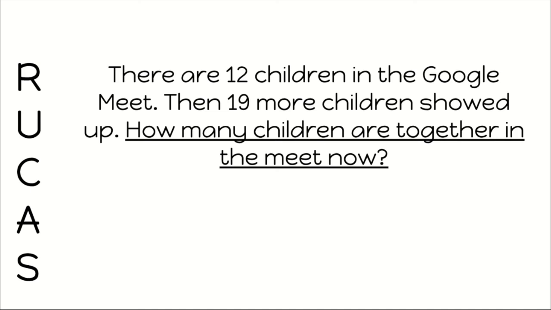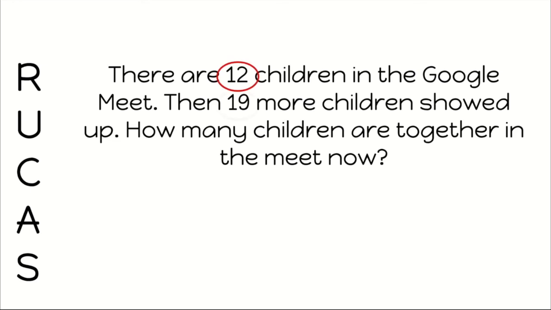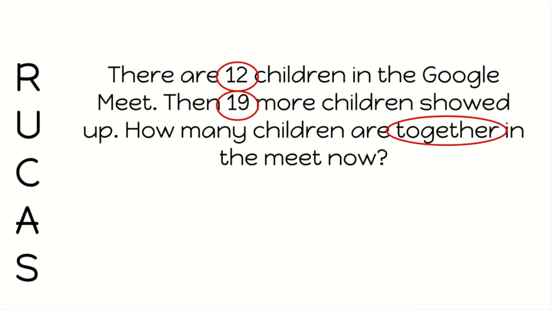Now it's time for us to circle our most important parts. So we will circle 12, 19. We're going to circle the word together because we know that this is a key word that tells us that this is an addition problem. All right, now that we've circled the important parts of our word problem, it's time to move on to our action plan.